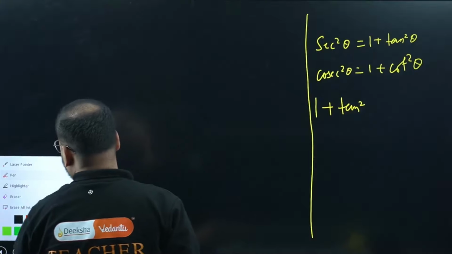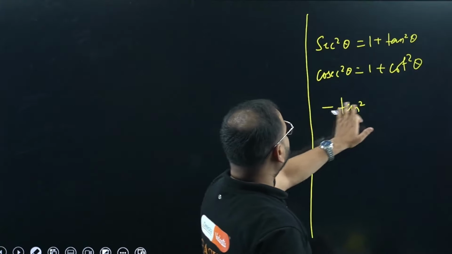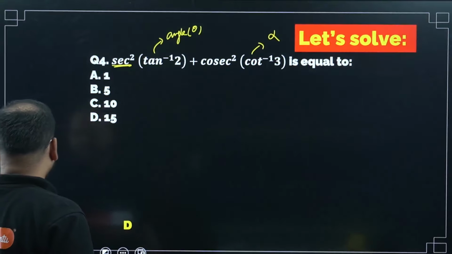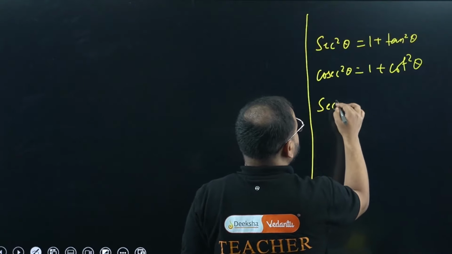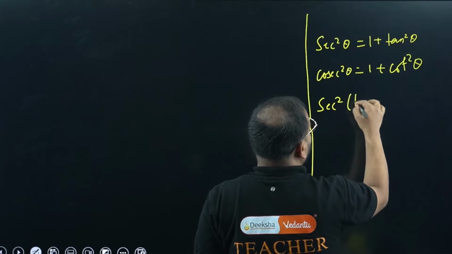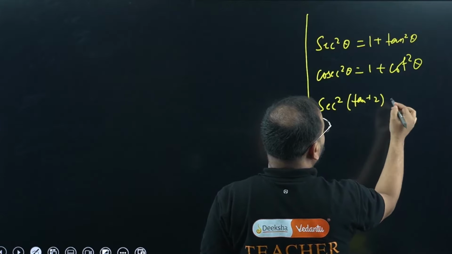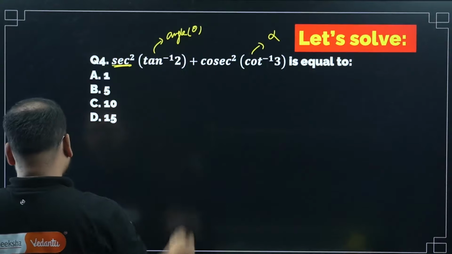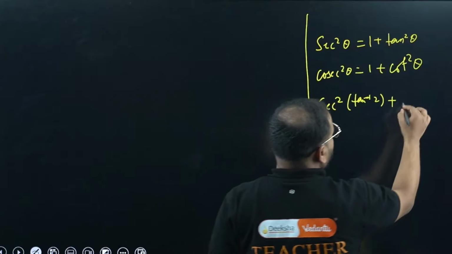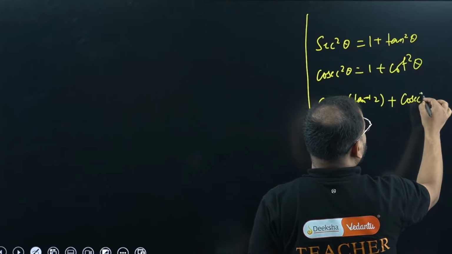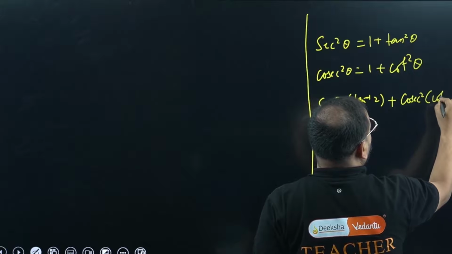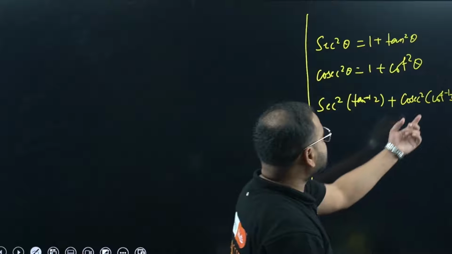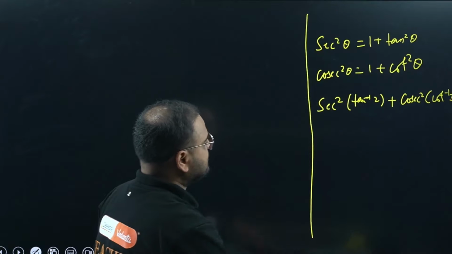Let me write the question also so that there is no gap in the problem. The question was sec square of tan inverse of 2 plus cosec square of cot inverse of 3. That's the question. I hope you can see that. I'll try to write on this side.